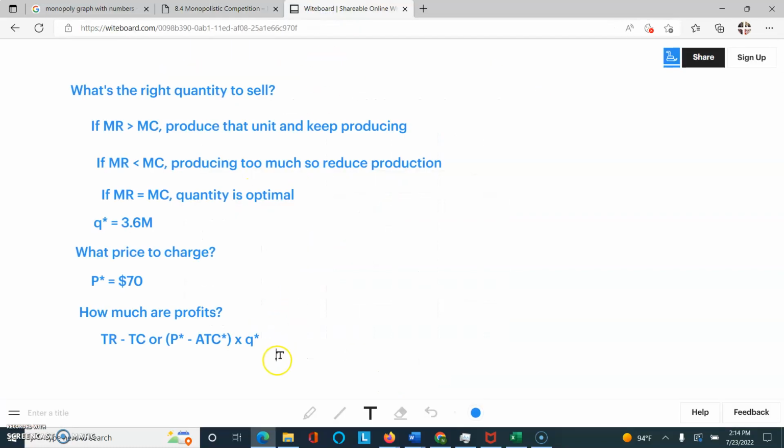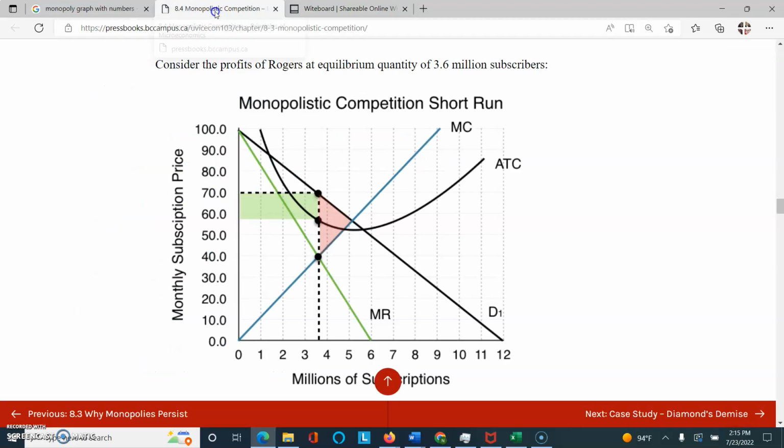Okay, so let's do that algebraically. So in this example, the price I'm charging is 70. I'm going to subtract off the 60, and again, remember that you have to read off the graph unless you're given a table of numbers. And I want to multiply that by the 3.6 million units or subscriptions that I'm going to be selling, and I believe that works out to be 36 million. And although I won't waste our time trying to prove it, there's actually no other price quantity combination on this entire graph that will get you to a profit better than 36 million.